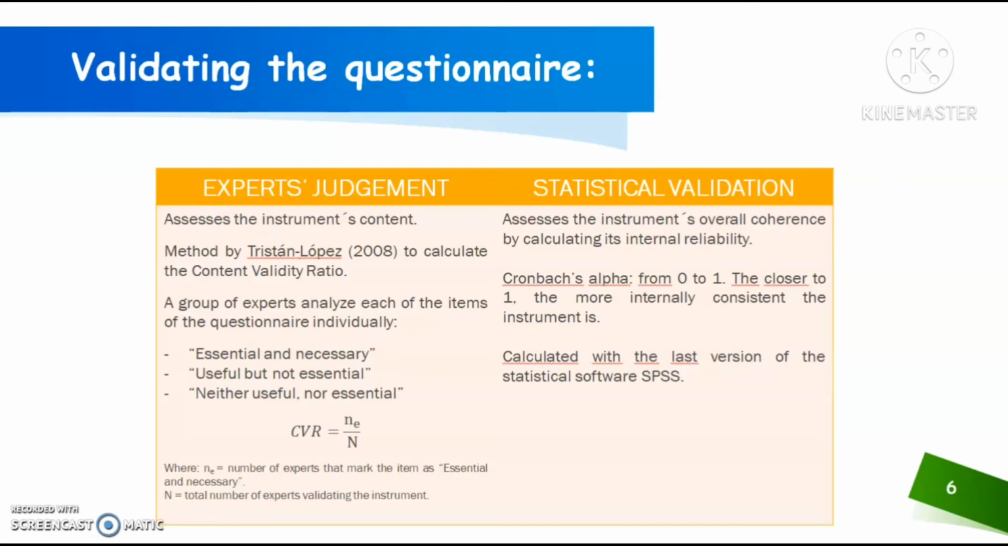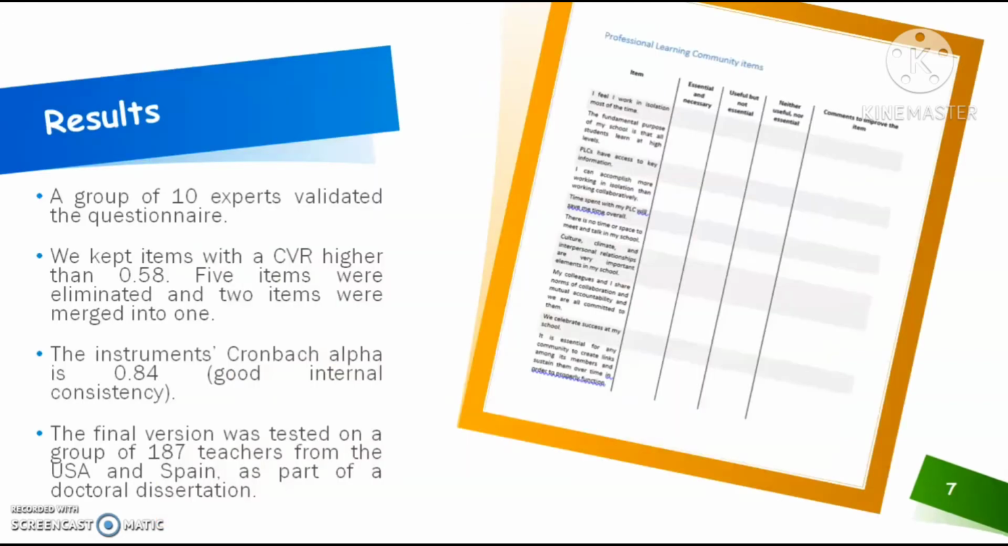Apart from validating the questionnaire, its content, we have also calculated its internal reliability through a statistical analysis. Cronbach developed in 1951 a method to calculate the internal consistency of an instrument, which can be expressed with a number from 0 to 1. We have calculated our instrument's Cronbach alpha coefficient using the last version of the statistical software SPSS. In this slide, you can see the results we obtained in the 2 validations of our questionnaire.